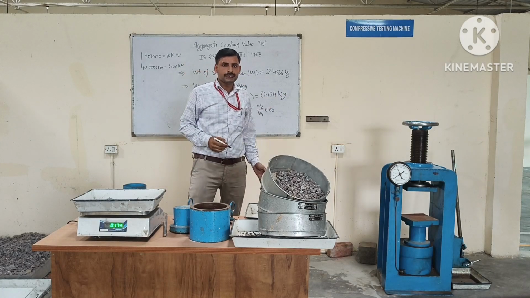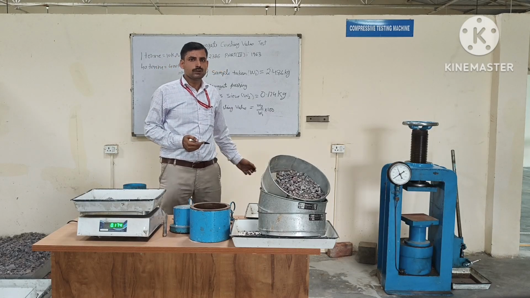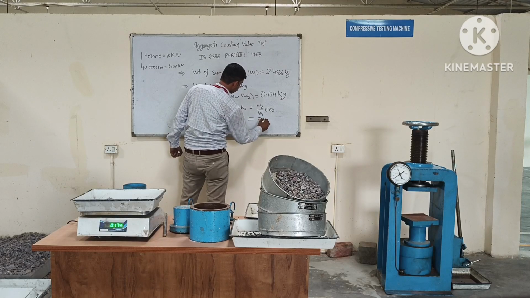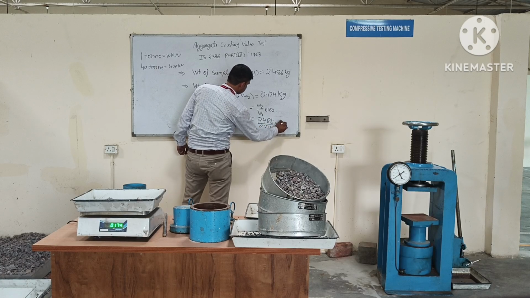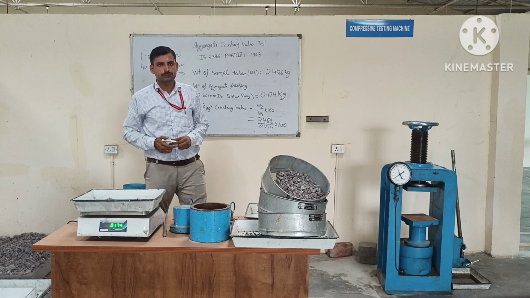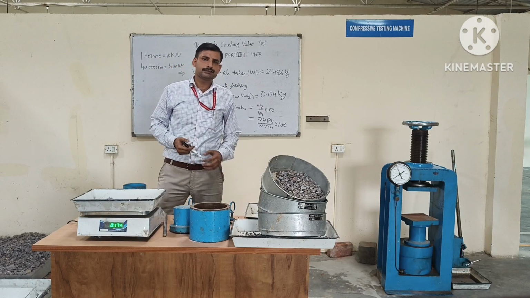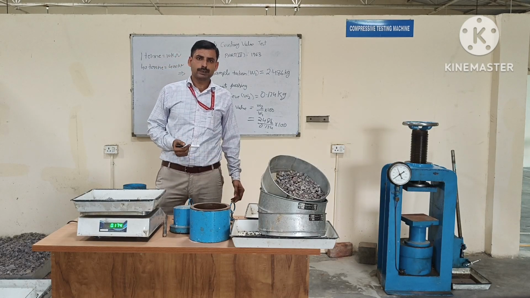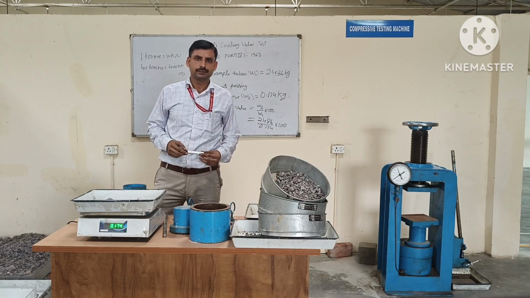Now put these values in the given formula, W2 upon W1 into 100, and we get the crushing value of the aggregate. By solving this, we get the aggregate crushing value. We know that the aggregate crushing value for bearing course is 30% maximum, and for base course it is maximum 45%. Thank you.